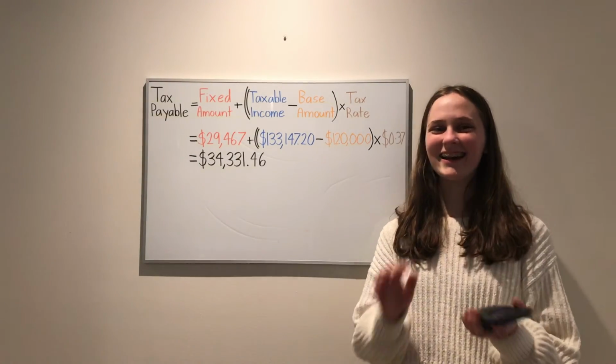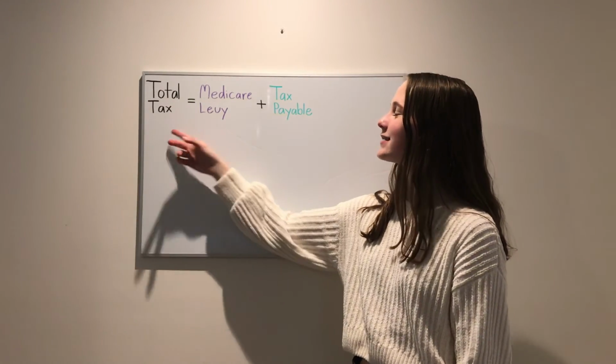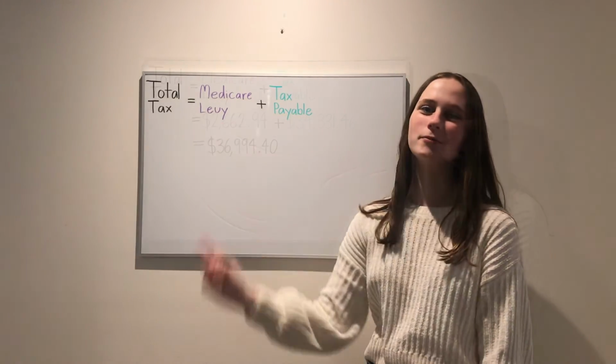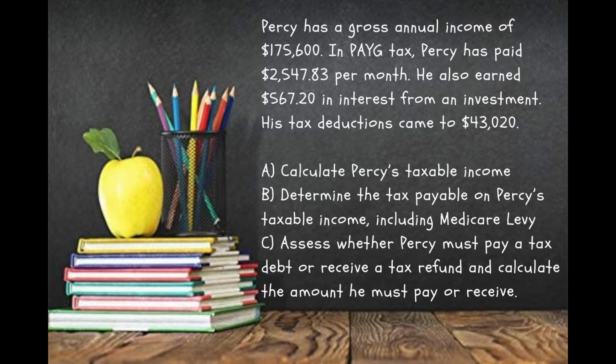We'll now substitute these values into our equation. Grab out our calculator and type it in. This is the answer you should have. So let's move on. To gain our total tax, we need to add the Medicare levy to the tax payable. Here's our answer! To figure out part C, we must discover what Percy has already paid.